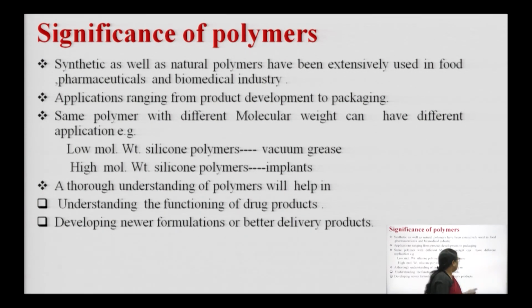For example, here I have mentioned the example of silicon polymers. The low molecular weight silicon polymer has different applications than high molecular weight silicon polymer. The low molecular weight silicon polymer can be used as a vacuum grease, whereas high molecular weight silicon polymer is applied in making implants.